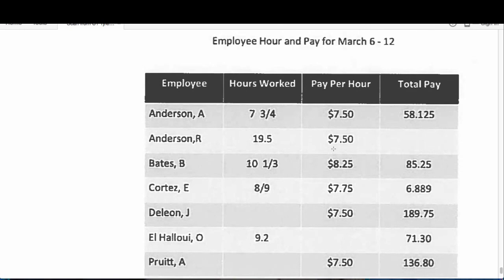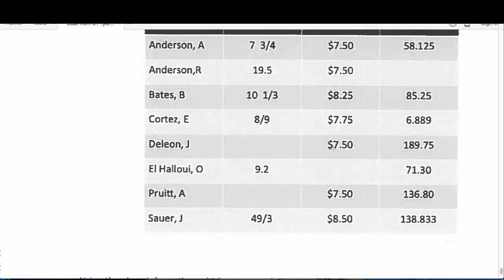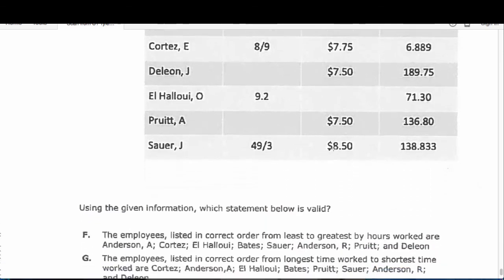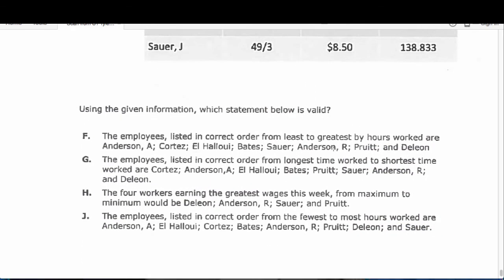If you need any of this read to you, raise your hand. Using the given information, which statement below is valid? F. The employees listed in correct order from least to greatest by hours worked are Anderson A., Cortez, El Haloui, Bates, Sawyer, Anderson R., Pruitt, DeLeon.